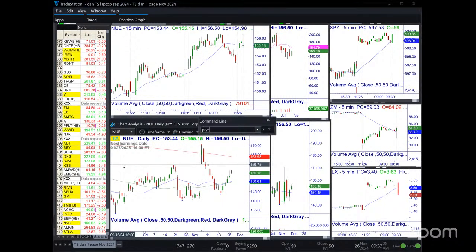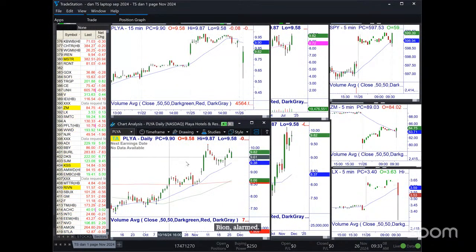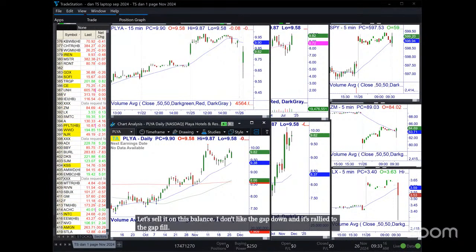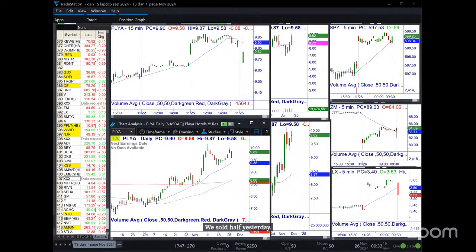Ion alarm. Oh, it did gap down. All right, let's sell it on this bounce. I don't like the gap down, and it's rallied to the gap fill. We sold half yesterday. Let's just sell it here, 982. Cat low alarm. We're in trail mode.